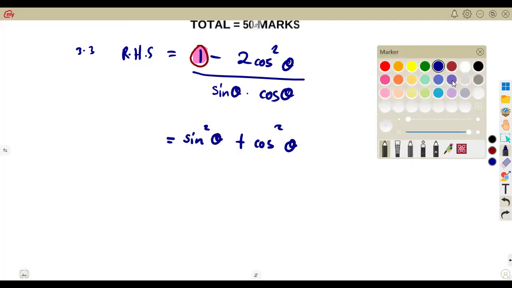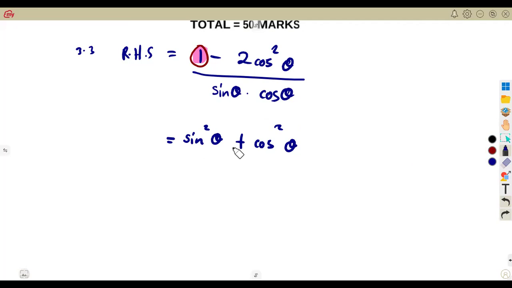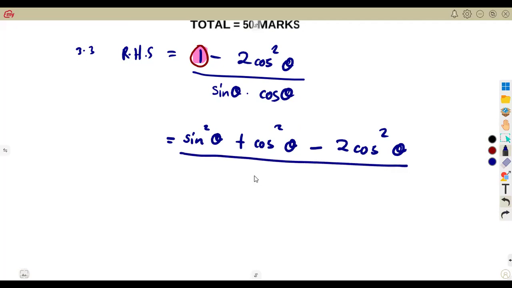That's what I'm trying to say. Okay? But what are we having there later on? We remain with what we had, minus 2 cos squared theta, everything over the cos of theta. This is where we are.